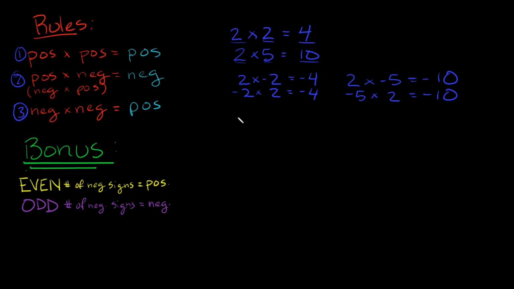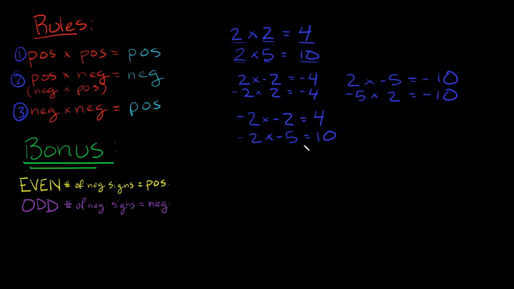If we had, for example, negative 2 times negative 2, that would be positive 4. Almost said negative. No, positive. A negative times a negative equals a positive. Again, if we had negative 2 times negative 5, this would be positive 10. A negative times a negative equals a positive.